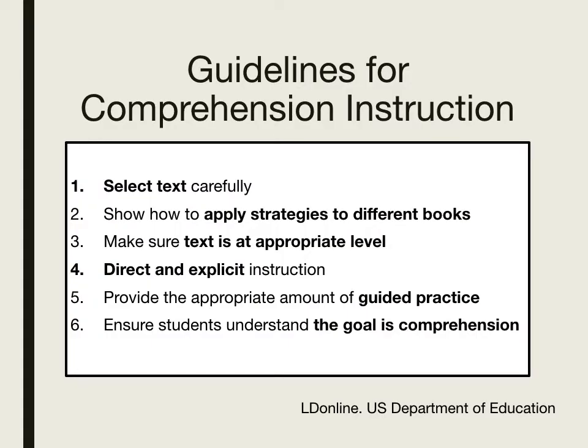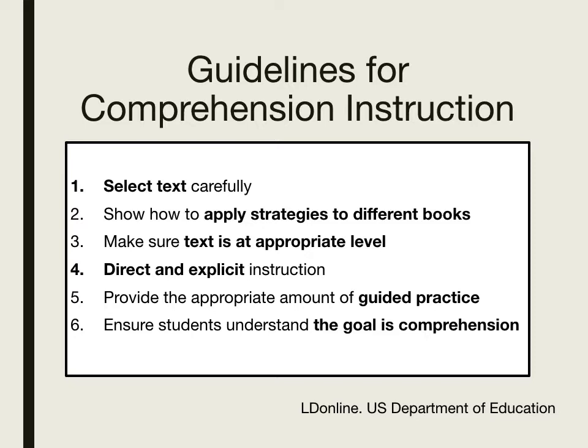Guidelines for comprehension instruction, very important. Number one, select your text carefully. You really need to plan this one. When you're doing your whole group lessons, you need to have a text that matches the strategy. I have provided books for you for each strategy to save you time, and you can find that in your handouts. Make sure that you're teaching your students to apply the strategies to different books so they can use the strategies flexibly. You also need to make sure the text is at an appropriate level. If it's too difficult, they're spending too much time decoding, but if it's too easy, they won't need to apply the strategy. Direct and explicit instruction. We've talked a lot about this and the importance of it.